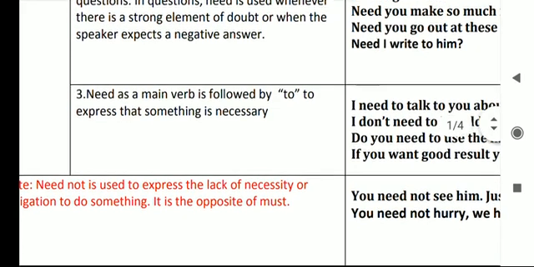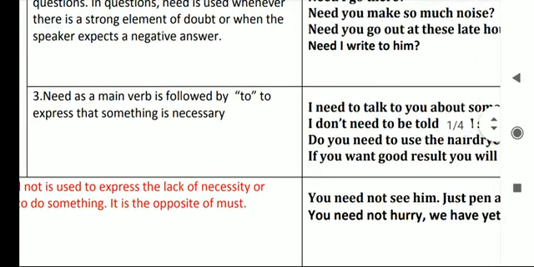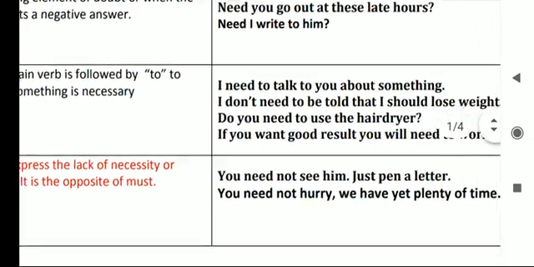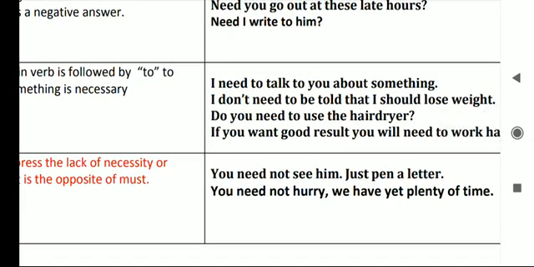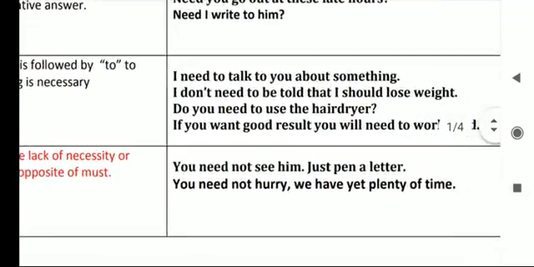Now, need as a main verb is followed by to to express that something is necessary. When we use need as a main verb and it is followed by to, it expresses that something is necessary, as in the following examples. I need to talk to you about something. That means something is necessary.